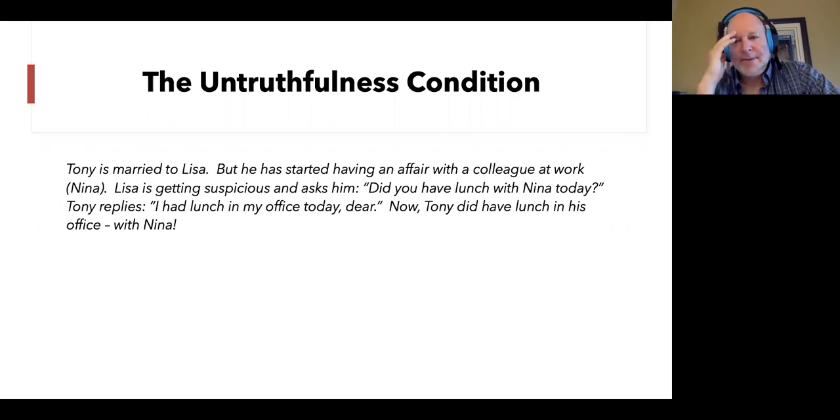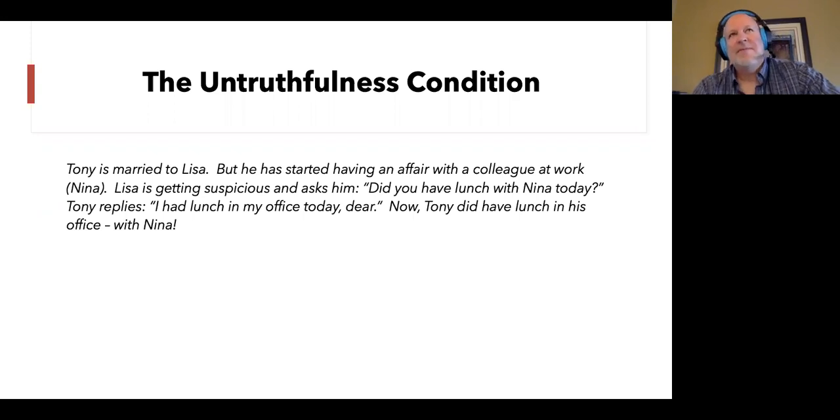So Tony's having this affair with Nina, this woman he knows from work. And they secretly go into his office during lunch hour and eat lunch together. Right? His wife is suspicious that he's having an affair, so she confronts him on this. She says, "Did you have lunch with Nina today?" And then what he says to her is perfectly true, right? He says, "I had lunch in my office today, dear," which is 100% true. He really did have lunch in his office. But he's definitely trying to deceive her. He's trying to trick her.